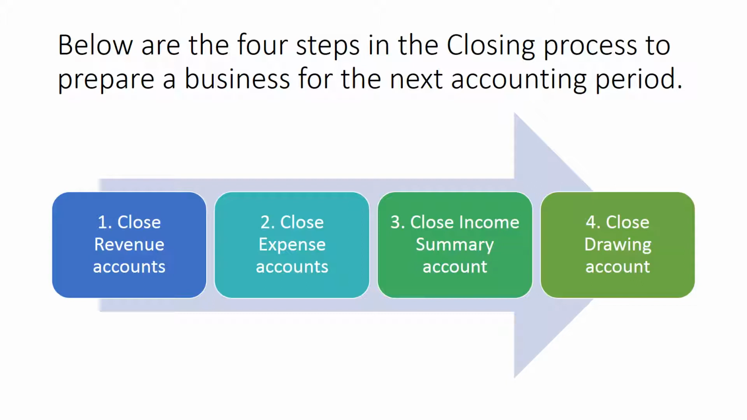Below are the 4 steps in the closing process. First, you close the revenue accounts, such as sales. The second step is to close expense accounts such as salary expense, rent expense. The third step is to close the income summary account, which is only used during the closing process. And step 4, you close the drawing account. Remember, another word for drawing is withdrawal. For example, when a business owner withdraws money from the company.